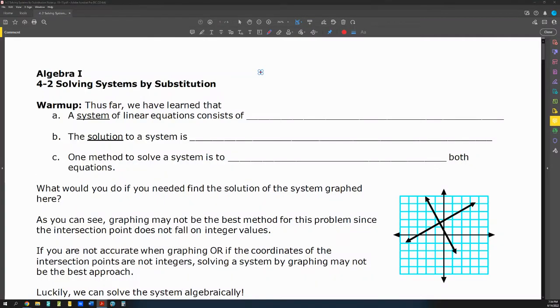Hi everyone. Today we're going to be looking at 4.2, which is solving systems of linear equations using the substitution method. Let's begin by reviewing what we've learned so far. We've learned that a system of linear equations consists of two or more equations with an x and a y. The solution to a system of equations is an ordered pair, x comma y, and it's where the lines intersect.